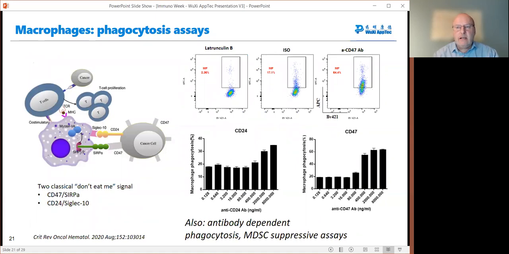Macrophage phagocytosis assays are commonly performed to examine the ability of an antibody for one of the so-called "don't eat me" signals, such as CD24 or CD47, to overcome these signals and trigger phagocytosis, as shown on this slide.